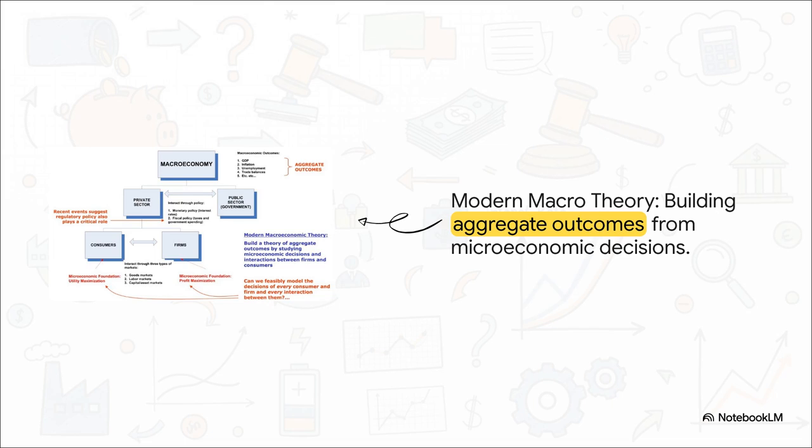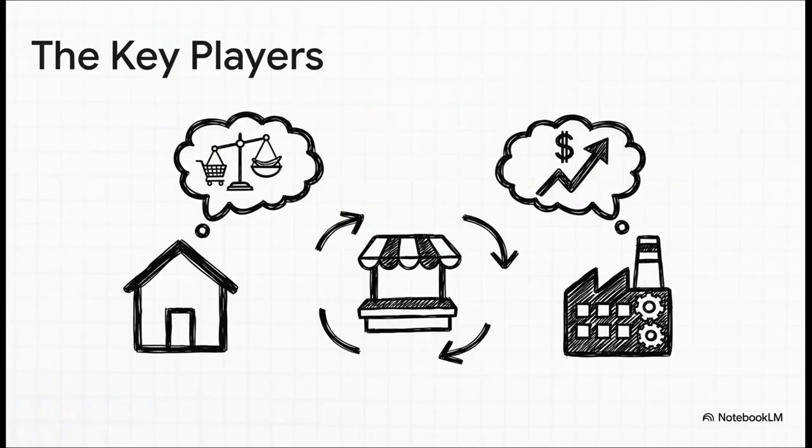See, down at the bottom you have the micro foundations. That's our consumers and firms making choices. They all meet and interact in different markets, for goods, for labor, for capital. And all those individual interactions, when you add them up, create the big macroeconomic things we see, like GDP growth and unemployment.